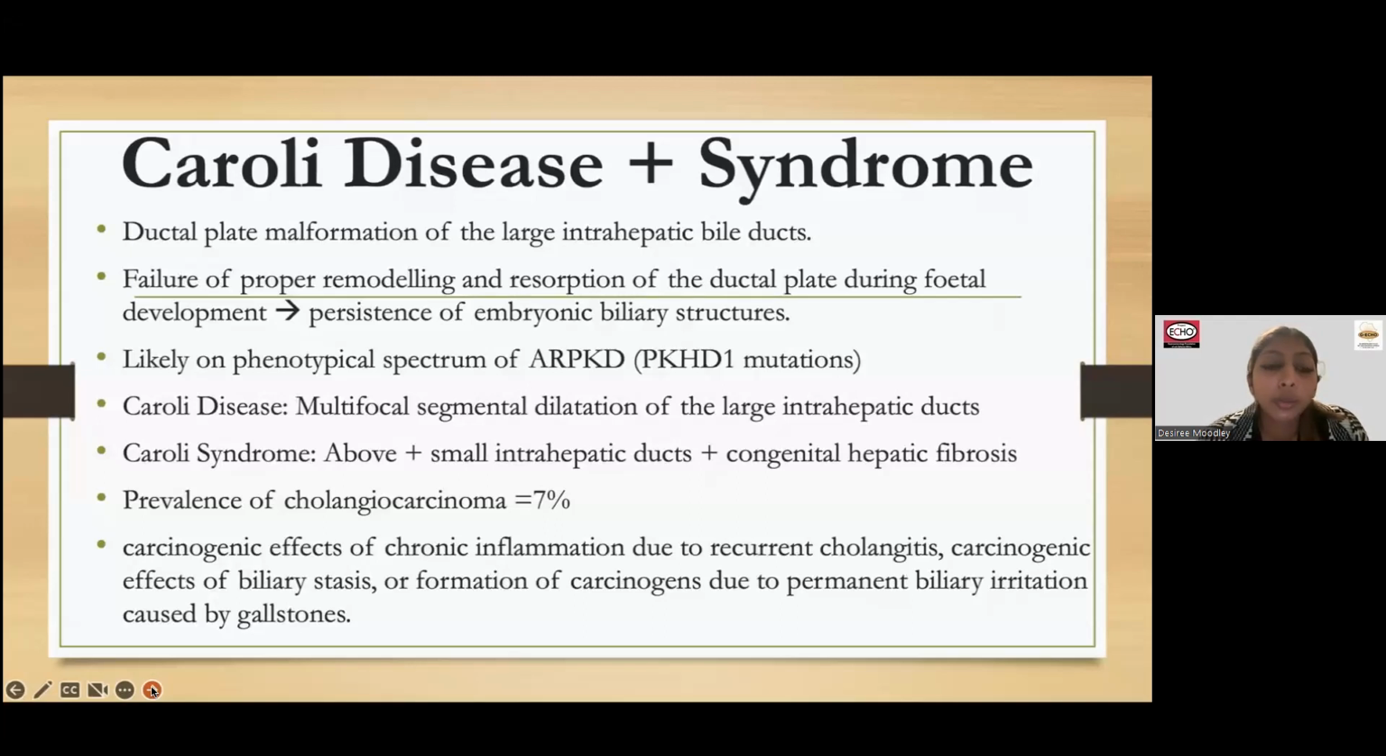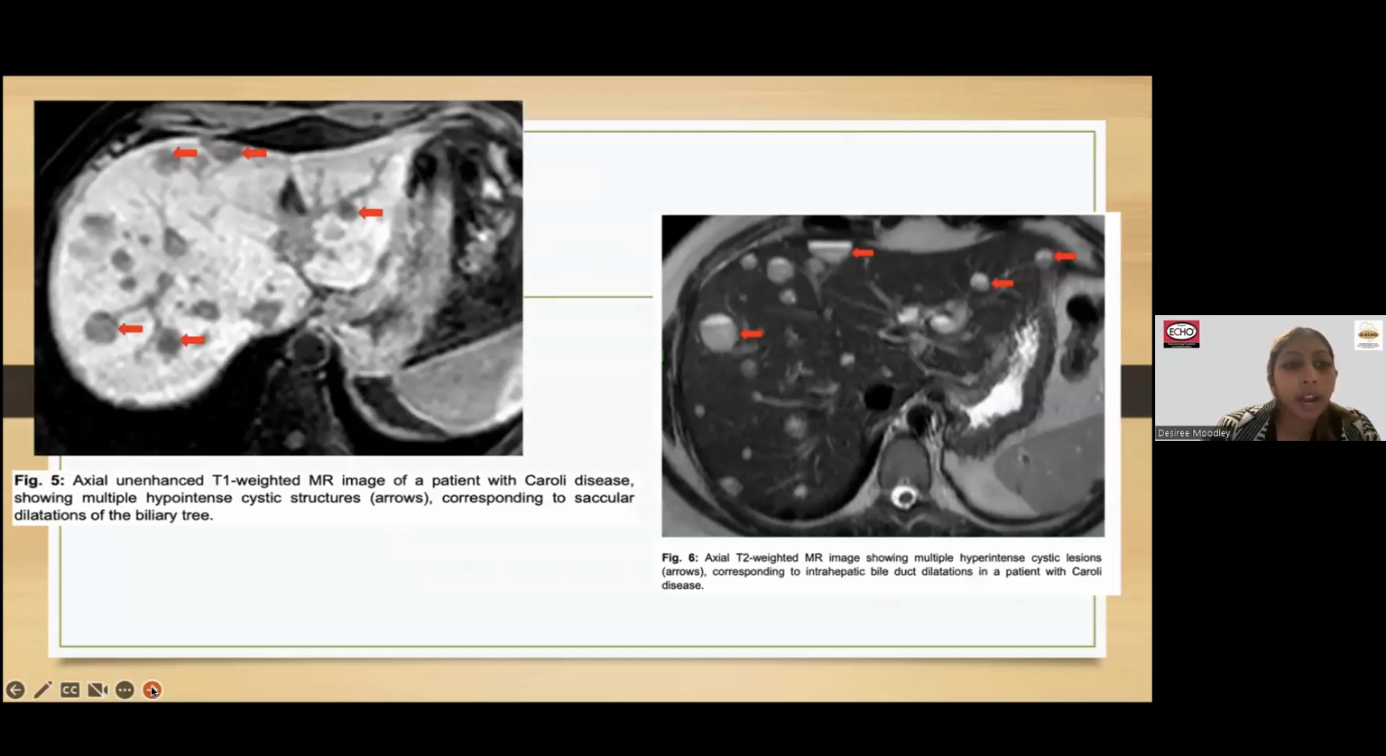This is thought to be because of the carcinogenic effects of chronic inflammation. They get recurrent cholangitis, as well as biliary stasis and the formation of carcinogens due to permanent biliary irritation caused by gallstones. So on the left, there's an MRI. It's a T1 weighted MRI. It shows multiple hypodense cystic structures that you can see are connected to the biliary tree. And then on the right, it's a T2 weighted MRI, and that's also showing the same hyperintense cystic lesions.